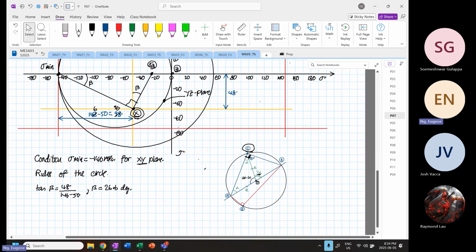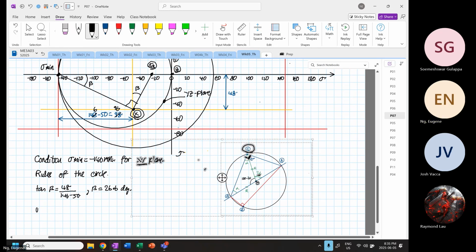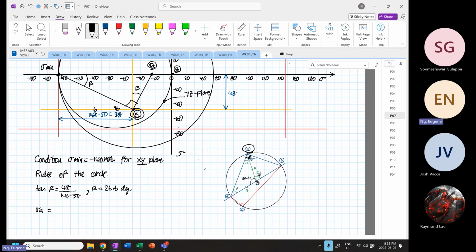Okay. So we can calculate stress A will be equal to minus 50 plus by 48, right? 48 tangent 26.6. Okay. So this will be equal to minus 50 plus by 48 times by tangent 26.6 is equal to... tangent 26.6 times by 48. Okay, so it's 24. Then minus 50 is equal to minus 25.963.